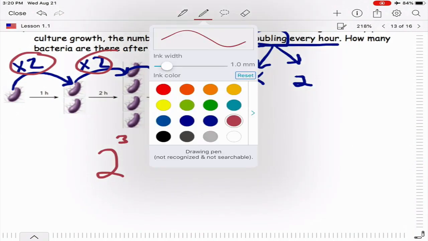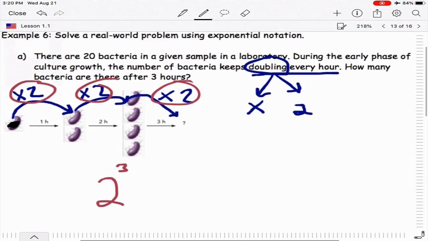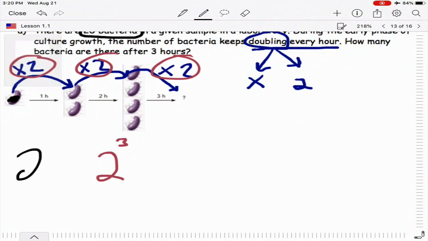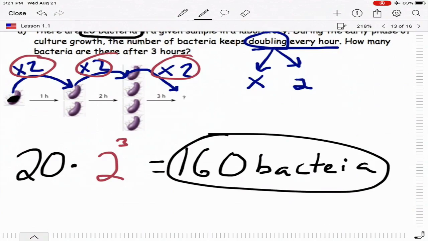This is the only other catch. They only have 1 bacteria right here, but we didn't start off with 1. We started off with 20. So it's going to be 20 times 2 to the 3rd power. And then you're going to solve. Here you can use your calculator, and 20 times 2 to the 3rd power is 160. But 160 what, right? Make sure you label. 160 bacteria. Okay, we have one more problem and we're done.